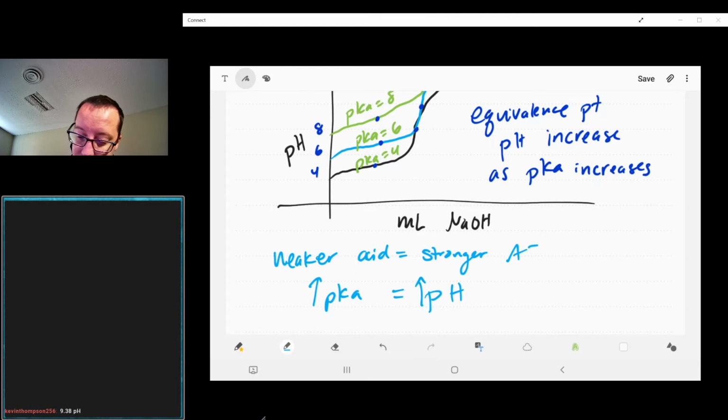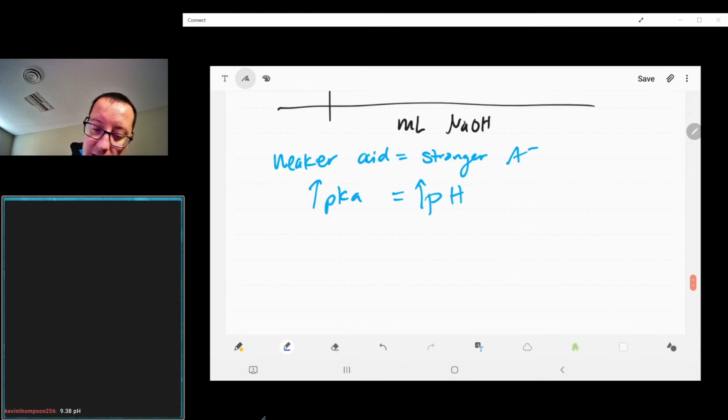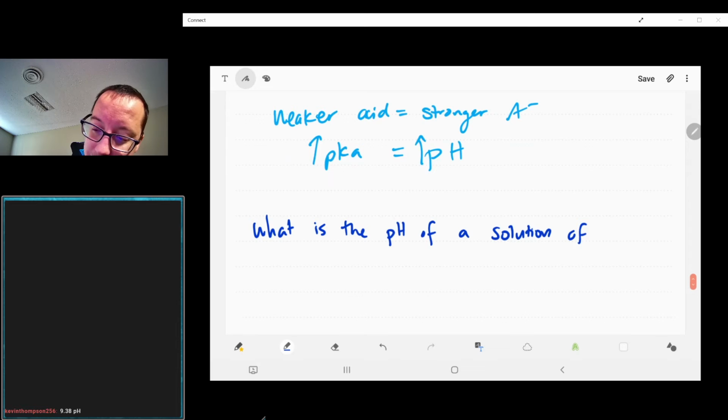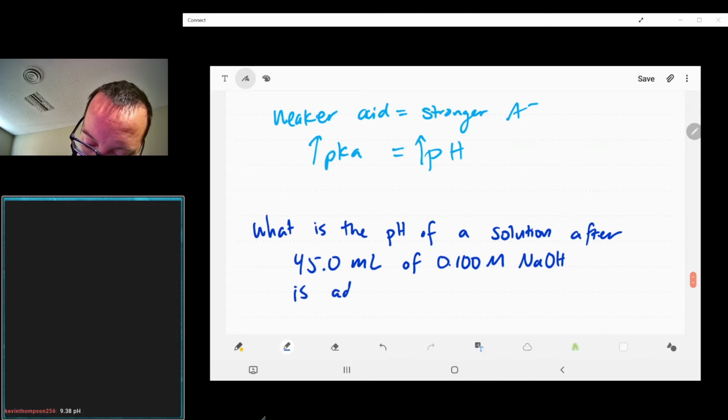Shall we do a problem? So let's see, what is the pH of a solution after 45 mL of sodium hydroxide is added to, let's even be more good with our sig figs.